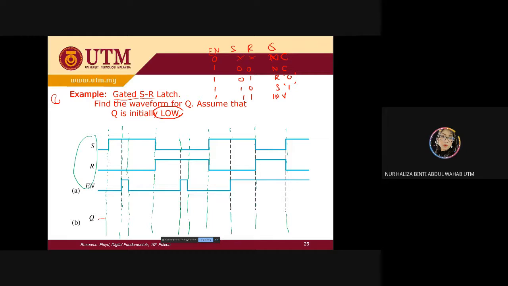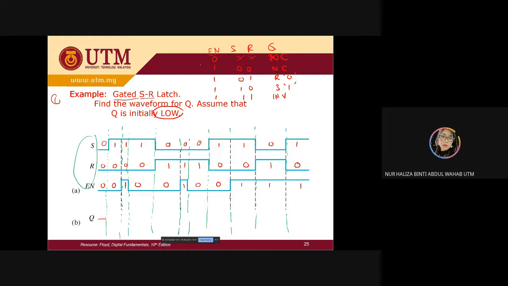Okay, I'm done with my dotted line. Second, what I need to do is put in the values for R: 0, 1, 1, 1, 1, 1, 0, 0, 0, 1, 1, 0, 1, 0, 0, 0, 0, 1, 1, 1, 0, 0, 1, 0. And lastly, my EN: 0, 0, 1, 0, 0, 1, 0, 0, 1, 1, 1. I'm done. So now it's my turn to draw my output.